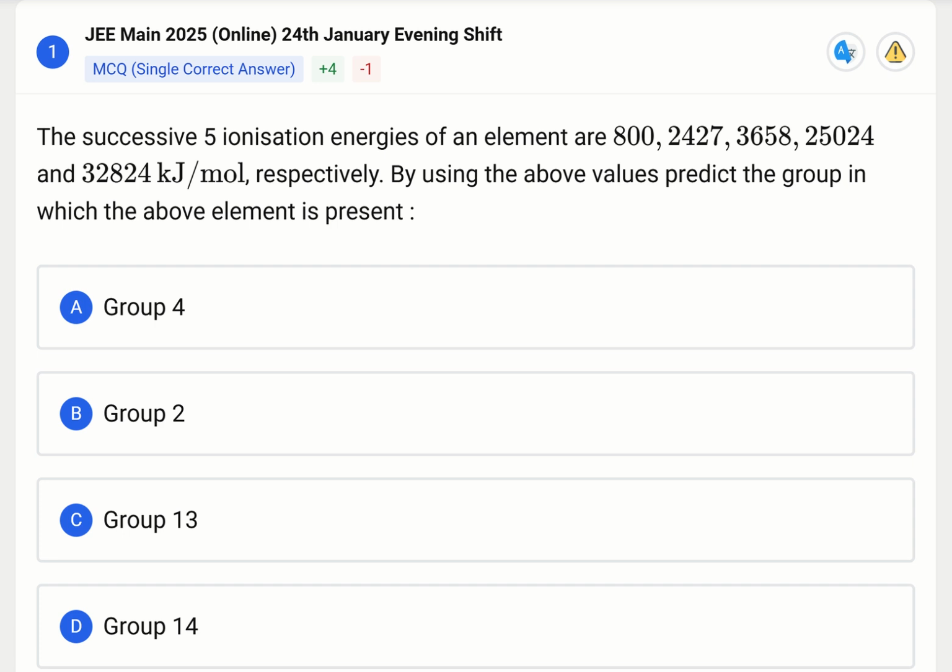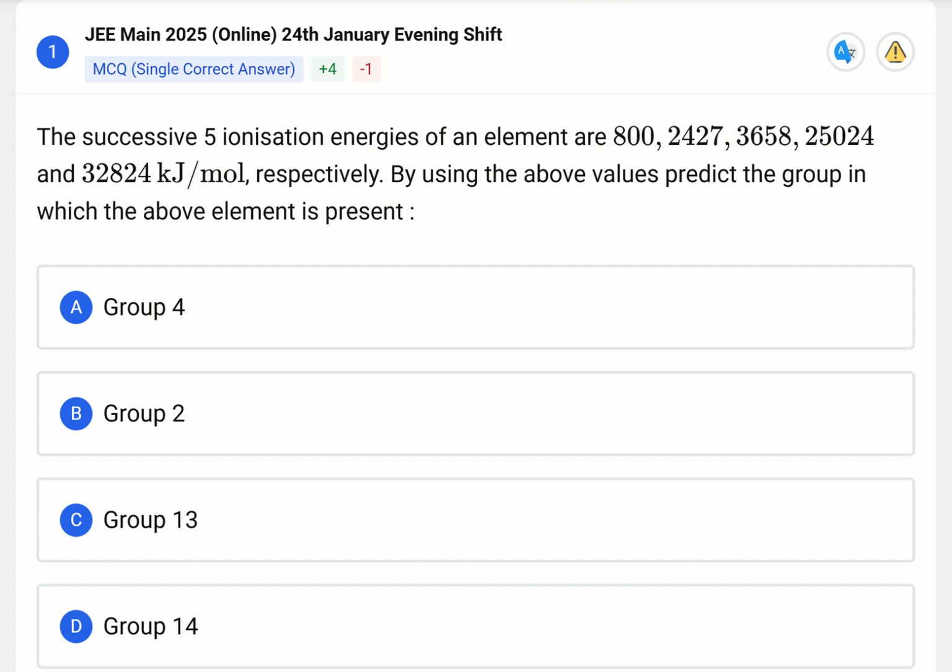And also, we are solving the JEE Mains question paper for 2025, online mode. In the last video, we solved the 24th January morning shift paper. That was a good quality paper. That was an easy paper. 24th January was an easy paper. Now, the 24th January evening paper is again a very easy paper. So, we are going to start this paper.